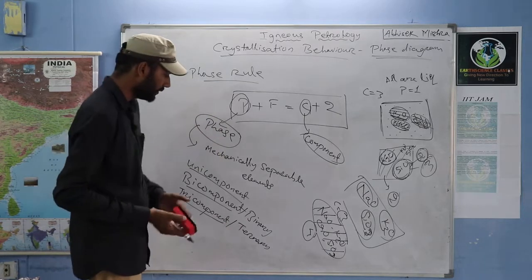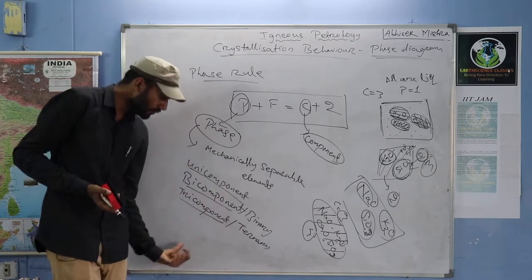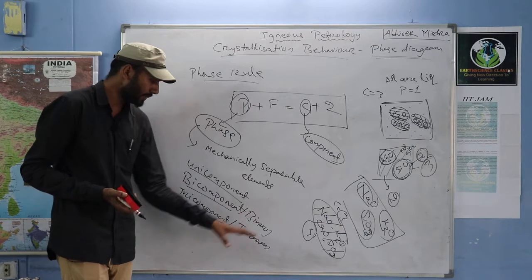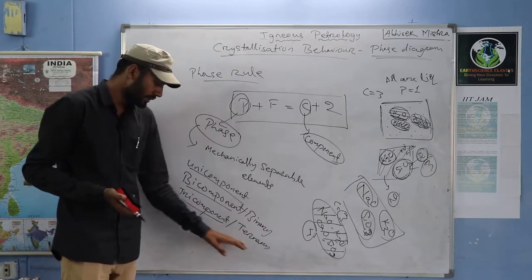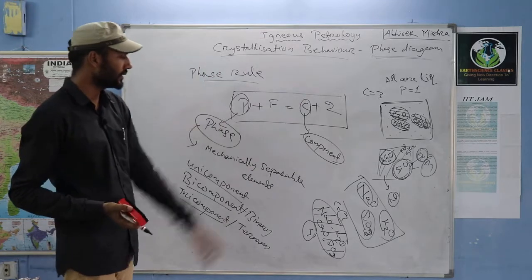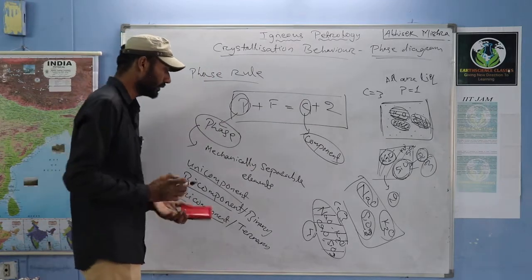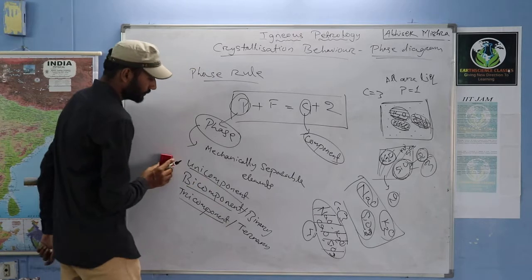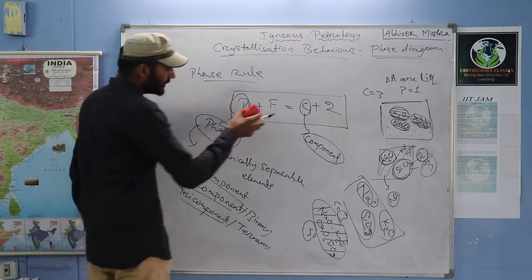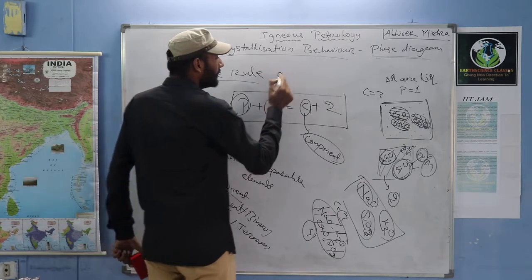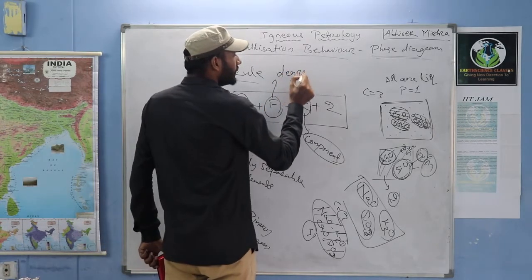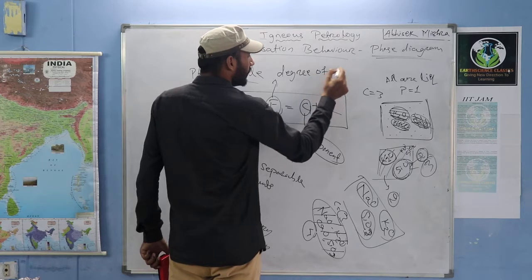Okay, as I have told you, we are considering only two of the components in the magmatic system and studying the crystallization behavior. If we study three components and the crystallization behavior, then it is tri-component. Okay, then the next term is F. What is F? F is degree of freedom.